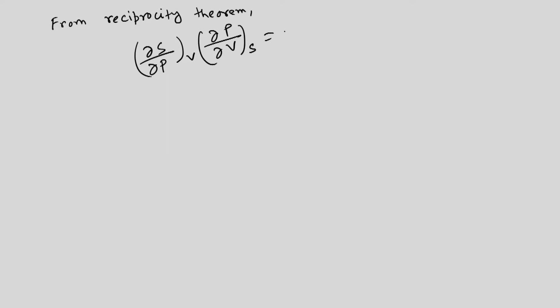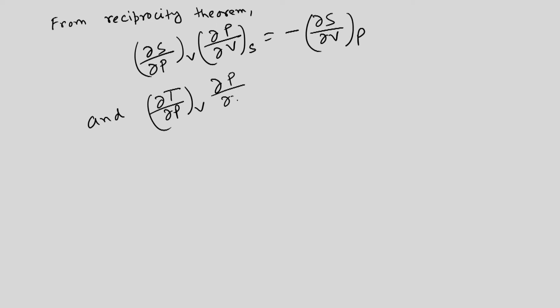But we know from the reciprocity theorem, it's a very easy theorem, you can always learn that, we can write del S by del P at constant volume times del P by del V at constant S is minus del S by del V at constant P, and del T by del P at constant volume times del P by del V at constant temperature equals minus del T by del V at constant pressure.